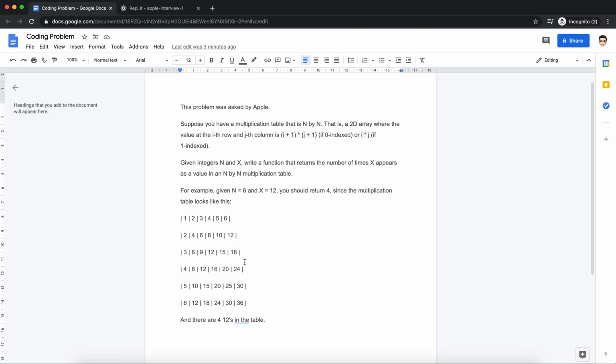Now, initially looking at this problem, the approach that strikes our mind is brute force, right? Like we can create an n cross n matrix and just iterate over each of the rows and columns and check if the value at that cell is equal to x, then we increment our answer. But that will take n cross n complexity. Let's look at the other approach that is quick and involves a little bit of maths.